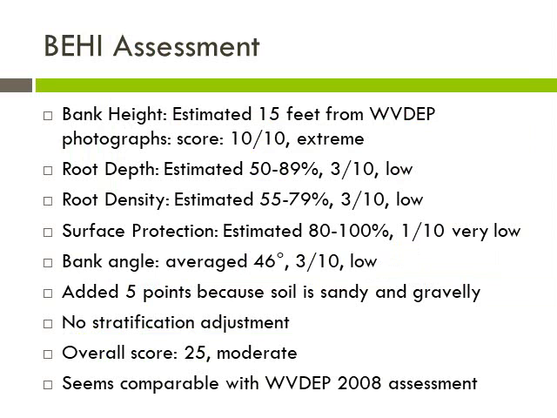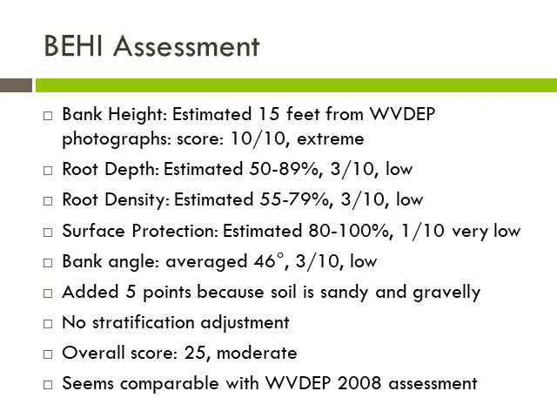Alright, now on to the Bank Erosion Hazard Index. So, most of these values I took from DEP data or my own estimations from photographs. So, the bank height above I estimated about 15 feet, and this scored high, 10 out of 10 for the hazard index. The root depth I estimated in the 50 to 89% region, so that scored a 3 with a low hazard. Root density also scored a 3.